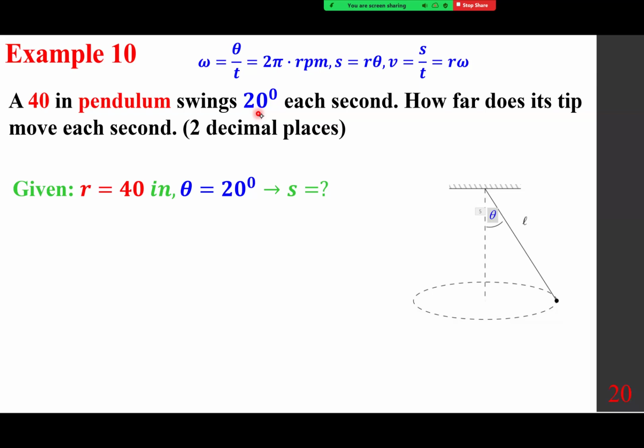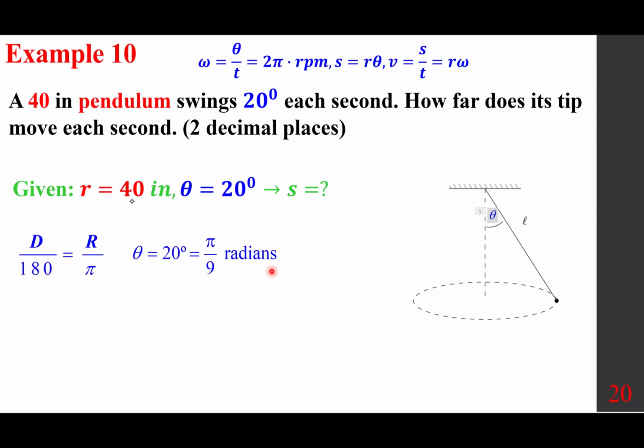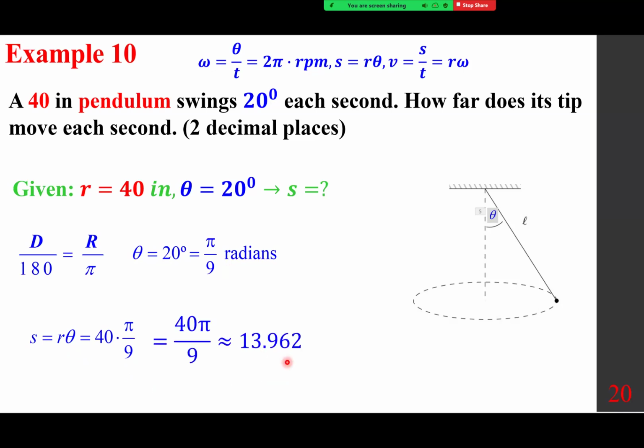So first and foremost, we have to change this to radians. So either d over 180 equals r over pi, or just multiply by pi over 180. Either way, you end up with pi over 9 radians. So the conversion shouldn't be a big deal. S equals r, 40 times theta pi over 9. 40 pi over 9 is precisely, roughly 13.962. They want 2 decimals. The reason I'm showing you this, they want 2 decimals. When I look at this one next to it is 2, so it remains unchanged, 13.96 units of the radius, inches.